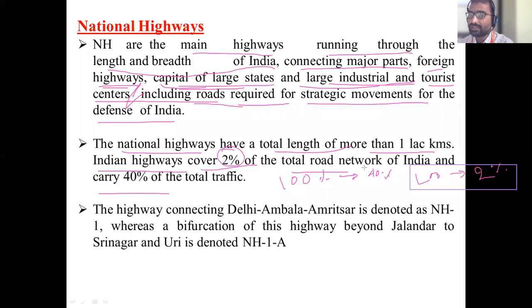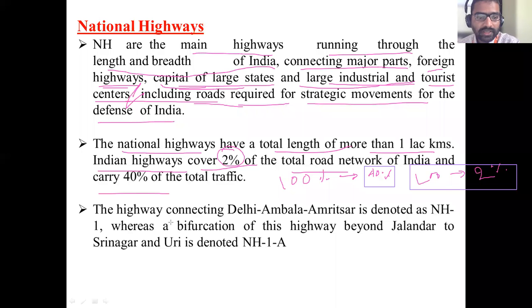So this national highway carries 40% of the traffic. Are you getting the difference between the two? Do you understand? Yes, sir. Okay, what is this 2%? It means 2% of the road is national highway. If there is 100% road, then 2% of the road is national highway. If traffic is 100%, then 40% of the traffic is carried by the national highway. National highway has more movement.